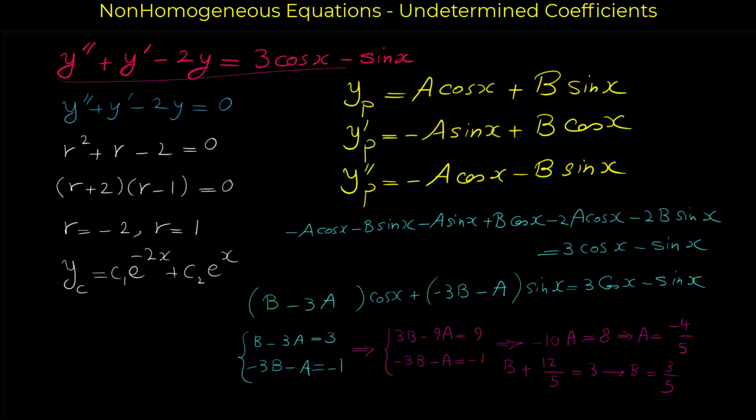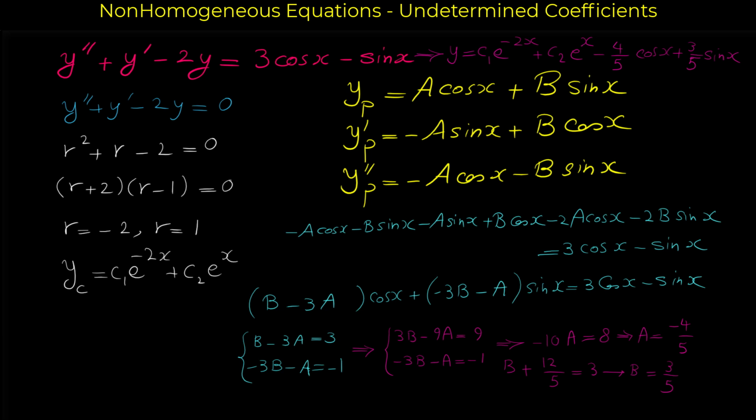Now that we have the value of a and the value of b, we can write the general solution. So the general solution of this differential equation is, so the general solution y is y complementary, c sub 1 e to the power of negative 2x plus c sub 2 e to the x, plus this, but attention, a is negative 4 over 5, so plus negative 4 over 5 cosine of x plus 3 over 5 sine of x, and this completes the solution of this differential equation.